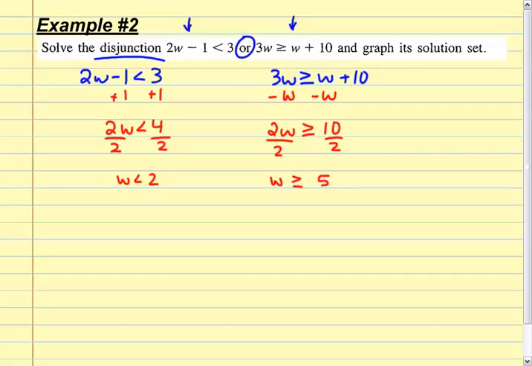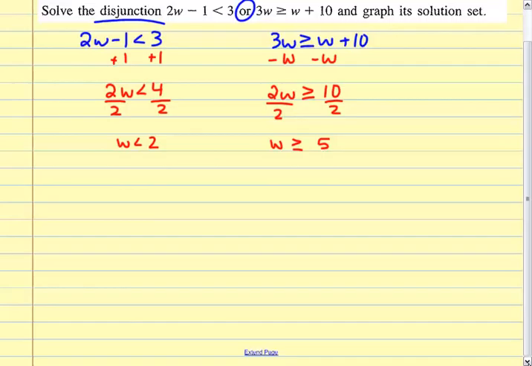Okay, now let's go down here and let's graph this solution set. Here's my number line. Remember, we always put the smaller number on the left, that's going to be 2, and the bigger number on the right, that's 5. And I'm going to put circles over them. I'm going to graph it in blue. Put a circle over this one and a circle over this one. Let's deal with this part first.